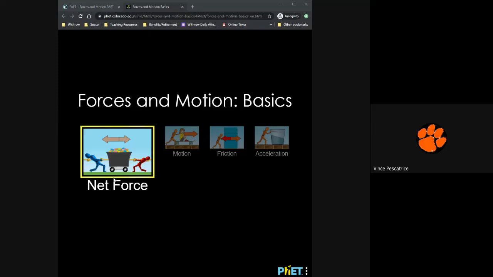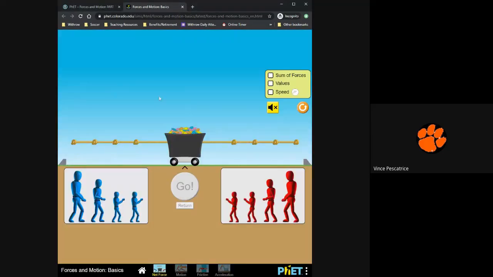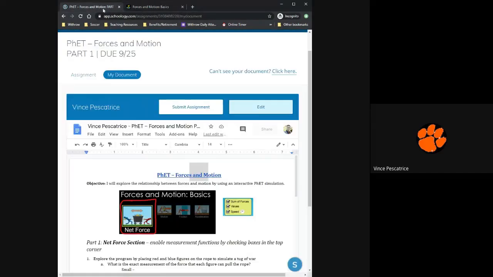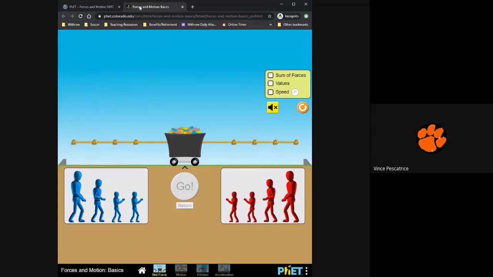All right, so when you're here, you're going to click on Net Force, and you should see this. So again, I'm going to be hopping back and forth between these two tabs. If you have this open in one tab and you have this open in another, put done in the chat. All right, thank you guys.